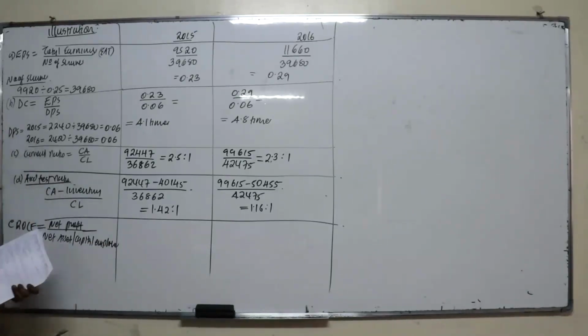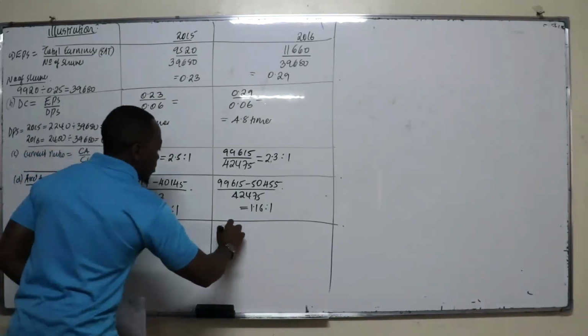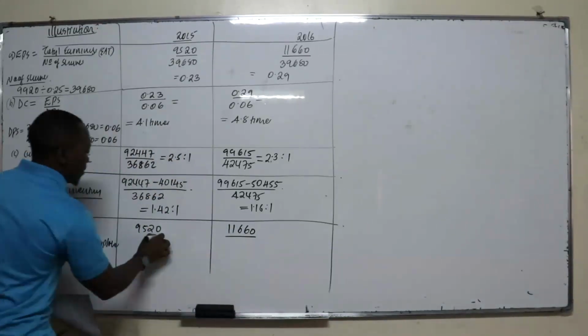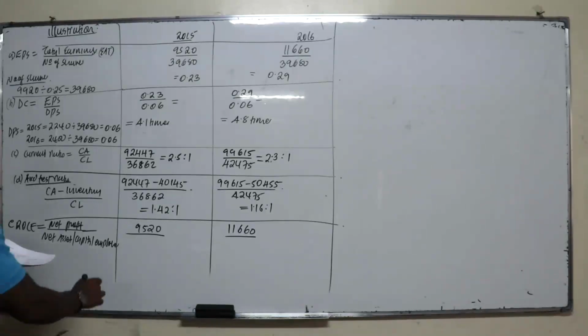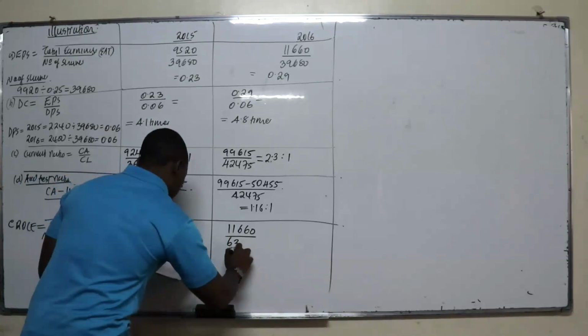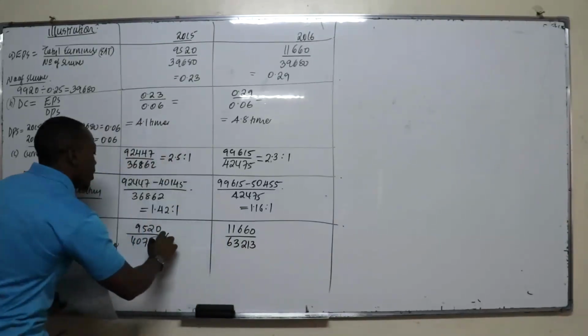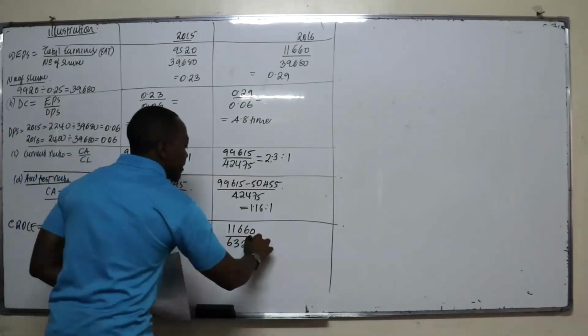So you'll take the net profit. From the income statement, the profit for the year, or profit after tax. They had an amount of 9520. Here you had an amount of 11,616. You divide by the net assets, which you were already given. Then you multiply by 100%. All the profitability ratios are expressed in percentage.